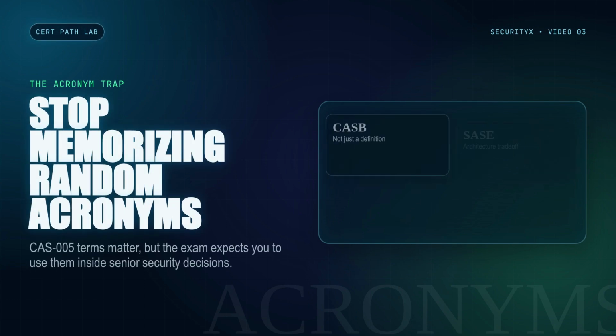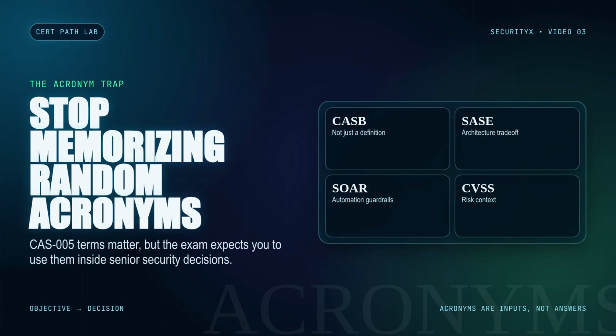The fastest way to make SecurityX harder than it needs to be is to turn every objective into a separate acronym flashcard. CASB, SASE, SOAR, SCAP, STIX, TAXII, STRIDE, CVSS, YARA, Zero Trust, Shared Responsibility, Key Lifecycle, Trust Boundary, Residual Risk. Yes, you need to know the terms.